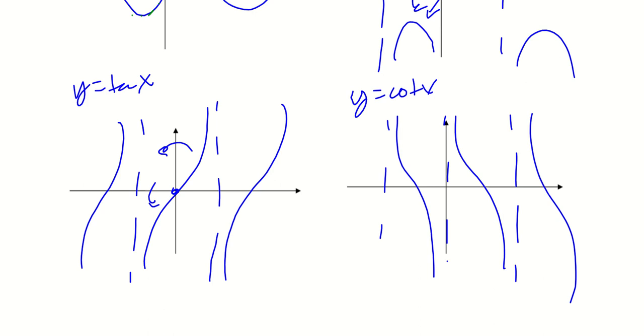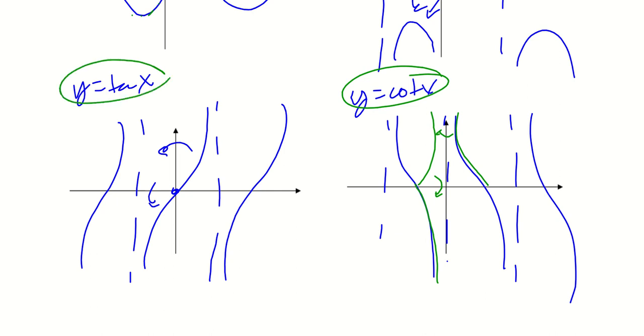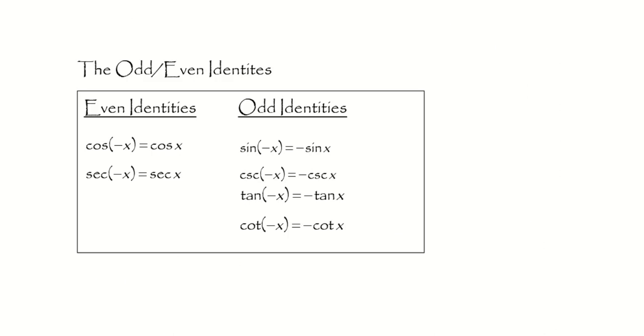And if we were to take, say, this piece right here, flip it over here, and then flip that over the x-axis, it would fall right here. Okay? So we have two functions that are even, cosine and secant, and 4 that are odd. That leads us to our odd-even identities.